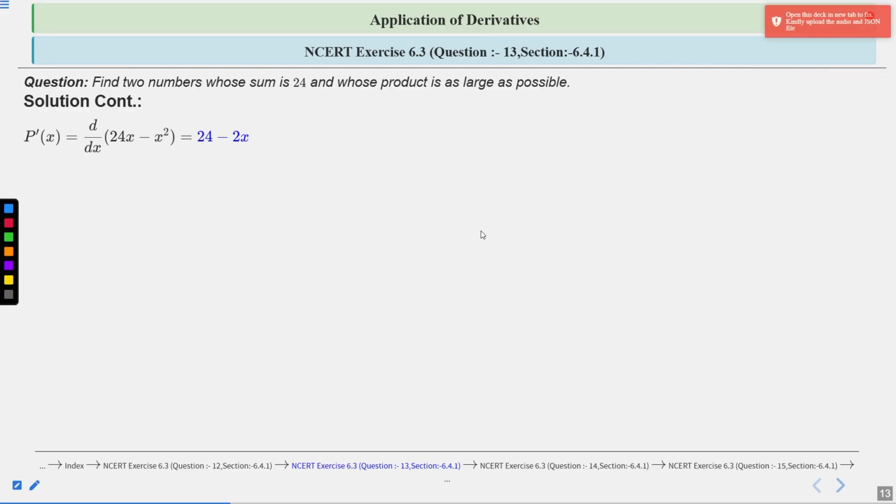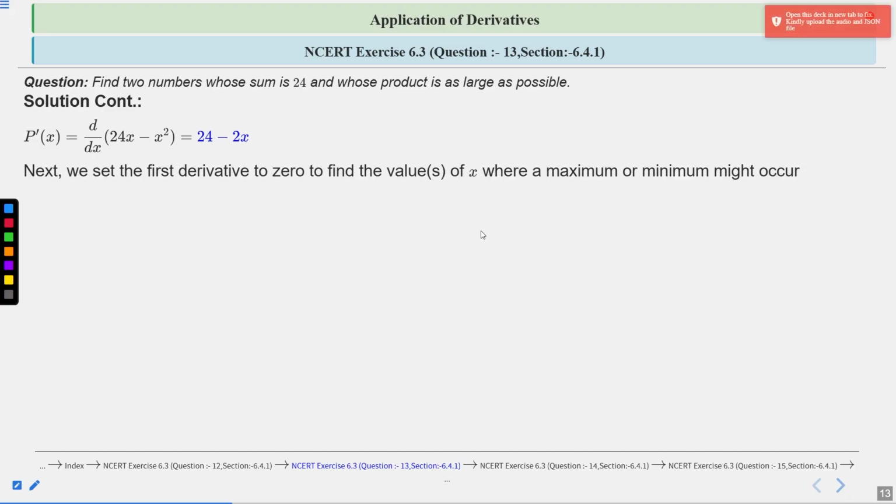So P(x) was 24x minus x square. So P dash x will be d upon dx of 24x minus x square, which is equal to 24 minus 2x.